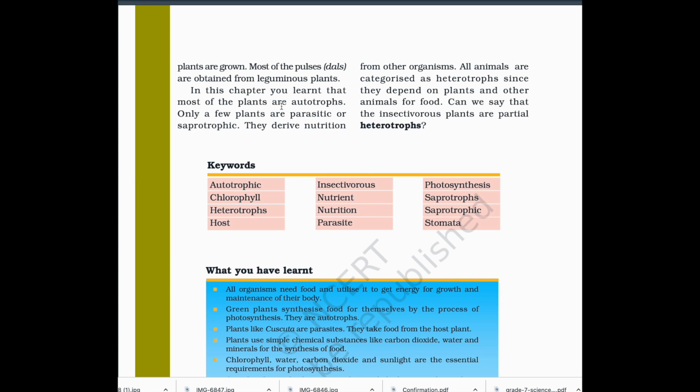In this chapter, you learn that most of the plants are autotrophs. Only a few plants are parasitic or saprotrophic. They derive nutrition from other organisms. All animals are categorized as heterotrophs since they depend on plants and other animals for food. Can we say that the insectivorous plants are partial heterotrophs?